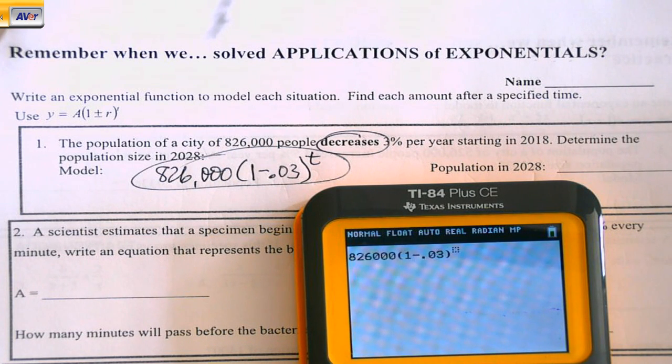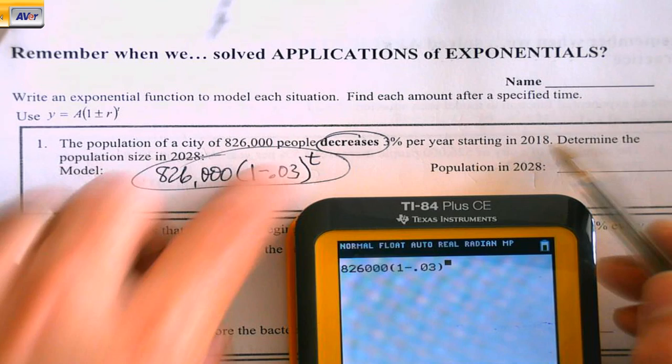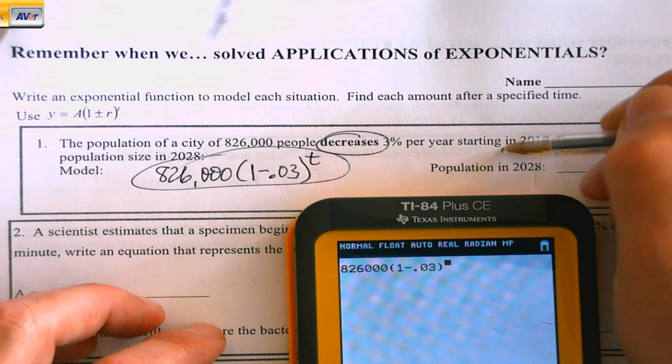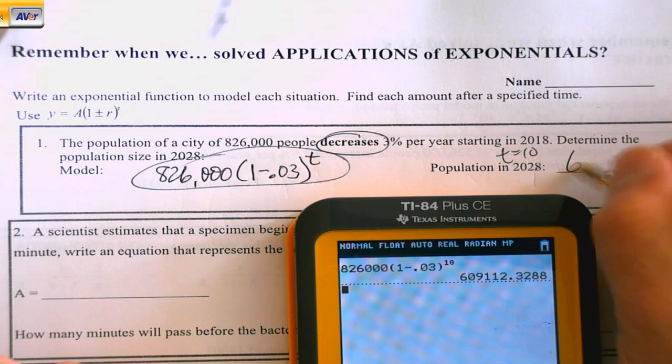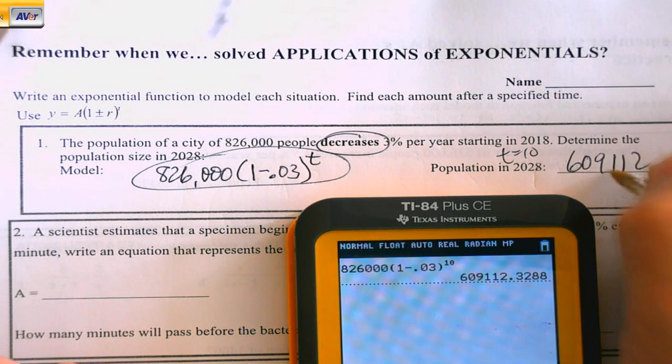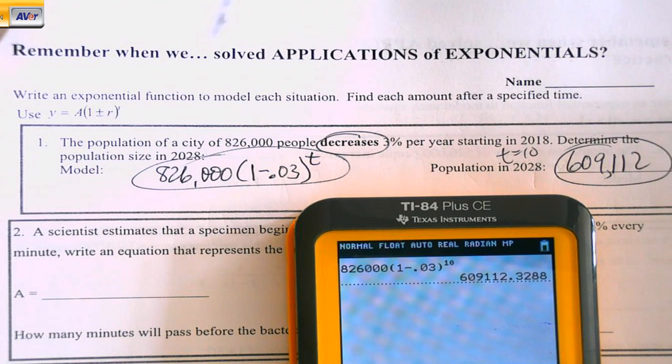And now instead of putting t up there, I started in 2018. It's now 2028. So my t would be 10. And again, we normally don't talk in partial people, so rounding, and if you rounded to 112 or 113, I'm fine with that.